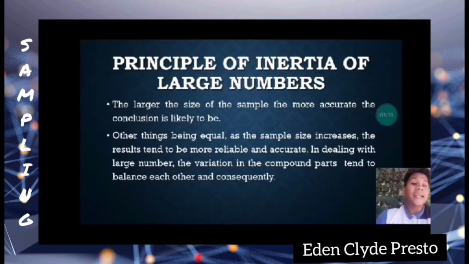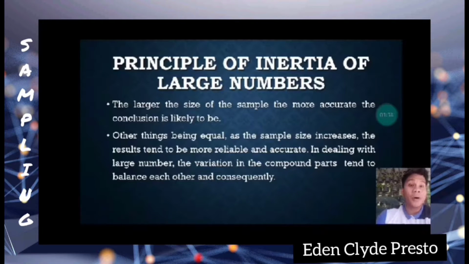The larger the size of the sample, the more accurate the conclusion is likely to be. Other things being equal, as the sample size increases, the results tend to be more reliable and accurate. In dealing with large numbers, the variations in the component parts tend to balance each other.